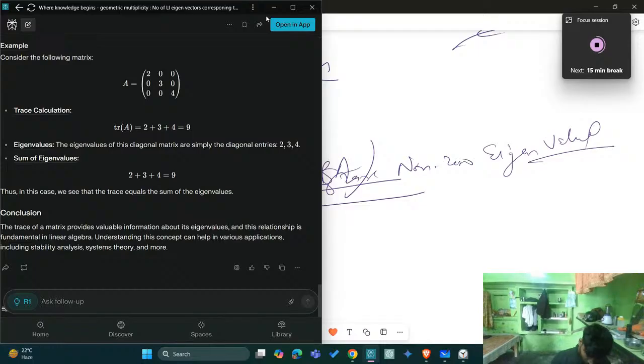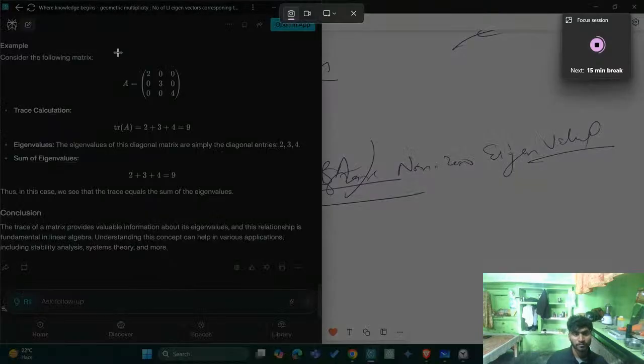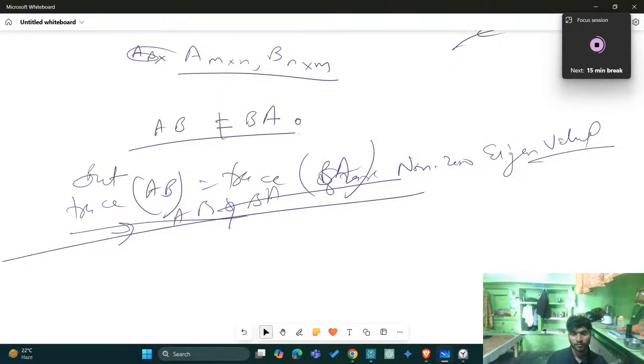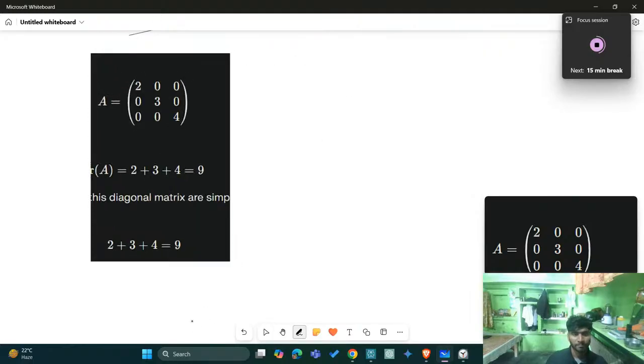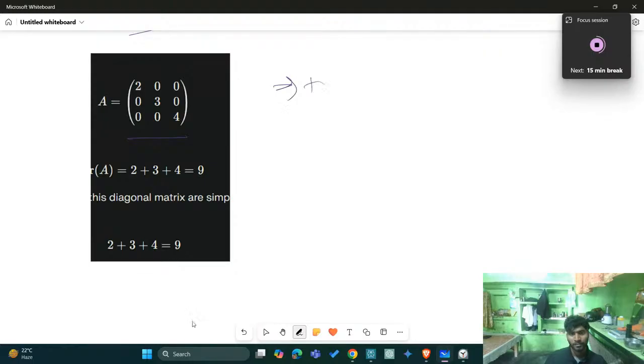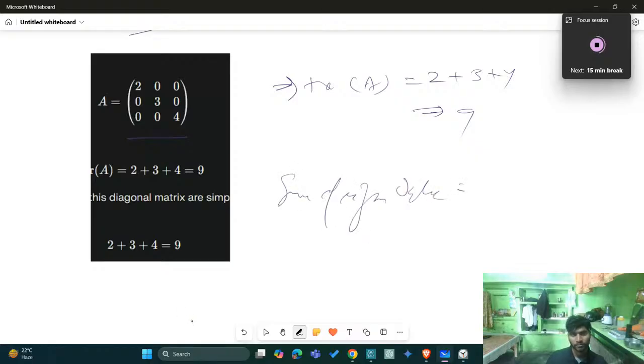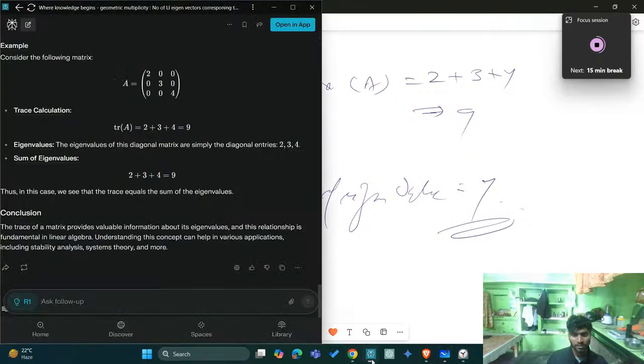This is very important also. So let's say we have a given matrix. Then what is the trace of A? Trace of A is equal to 2 plus 3 plus 4, equal to 9, and then the sum of eigenvalues is equal to 9 also. Right. Give me another example.